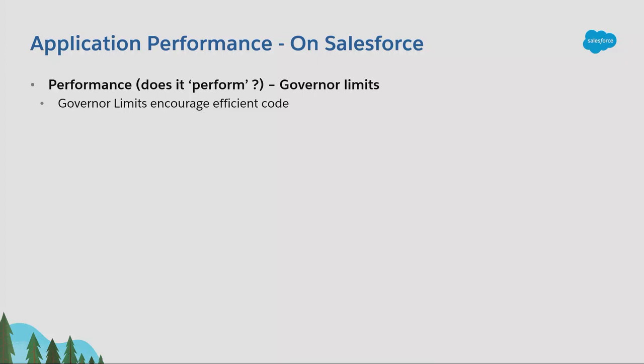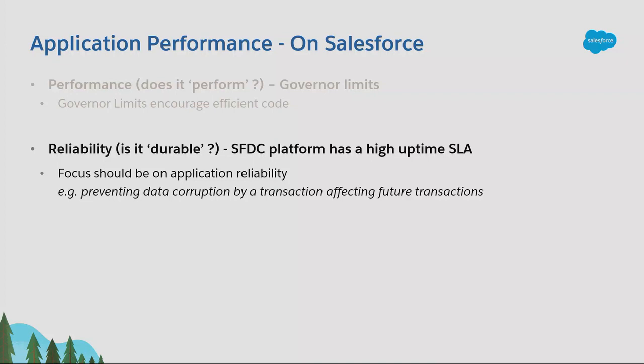The governor limits by themselves encourage efficient code because you have to adhere to the API limits, the CPU limits, the heap size limits, the SOQL limits, and so forth. So when we say performance in Apex, it means per transaction, the resource utilization should conform to these governor limits.